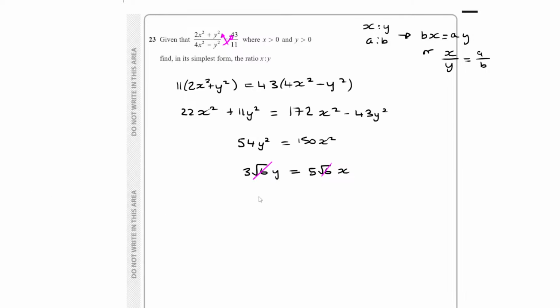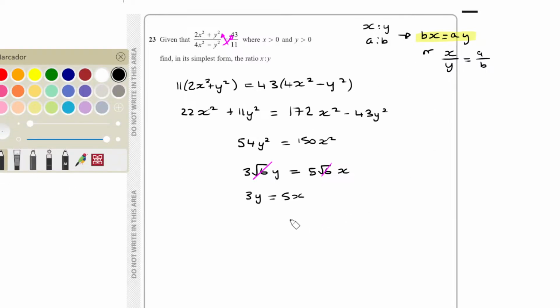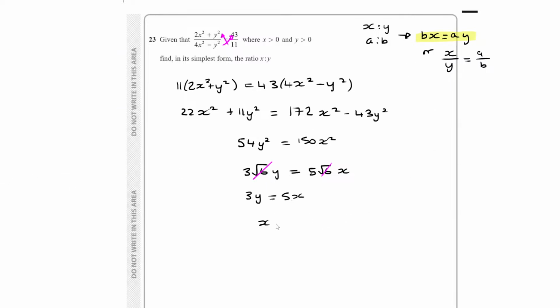So do you see how that leaves me with 3y equals 5x, which, if we come back to the original things I said, is a very similar format to that. So from here, I would just memorize, oh yeah, I just need to swap them. So x to y would be 3 to 5. You just have to swap them over if it's in that format. 3 to 5.